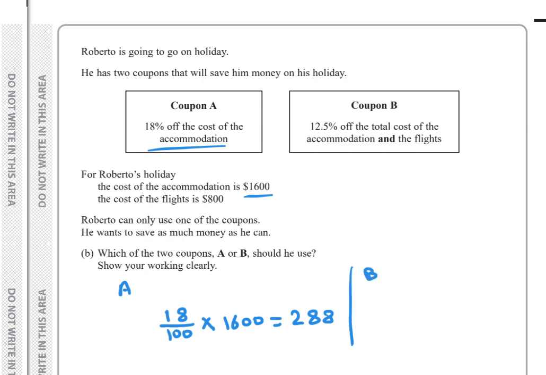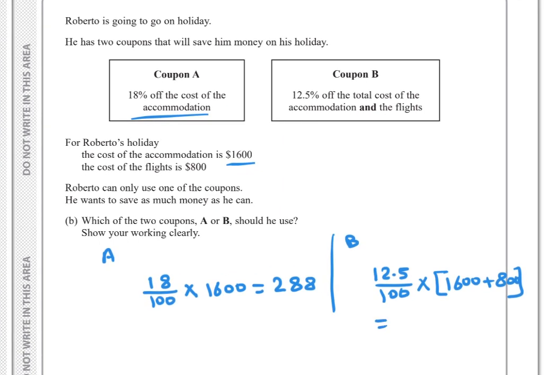For coupon B, 12.5% of the total cost of the accommodation and the flights. So 12.5 over 100 times the total, which is 1,600 plus 800, equals $300. So he should use coupon B because the cost reduced by 300, but for A the cost reduced by 288. So coupon B should be used.